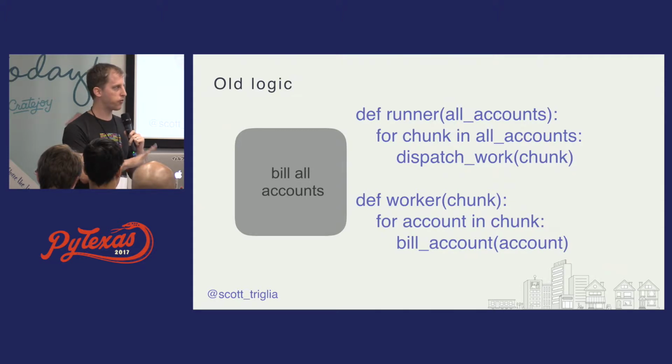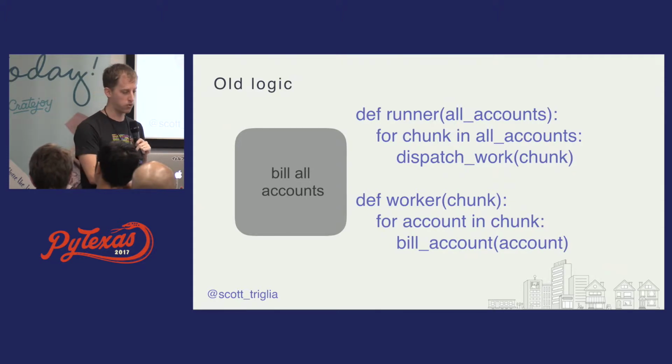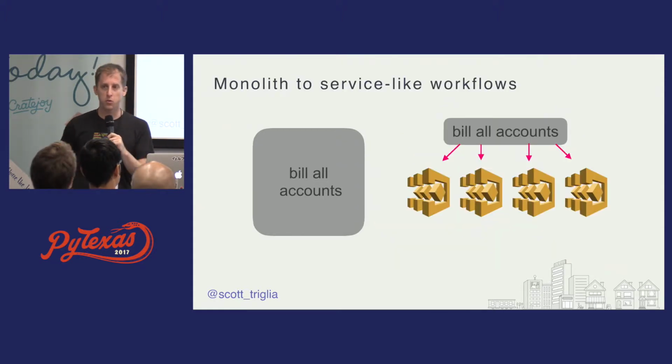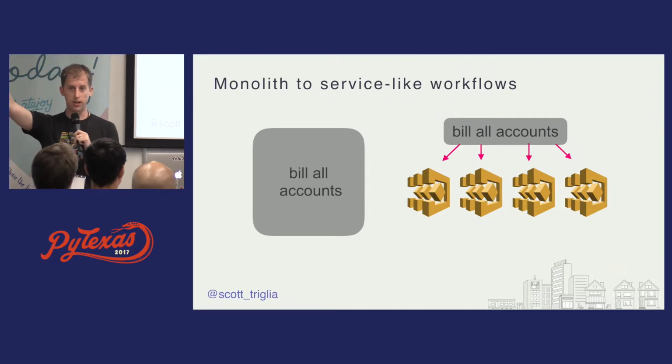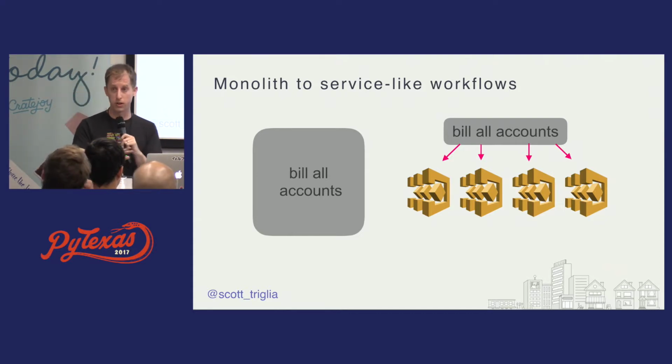And we needed to start from here and turn this into a workflow of some sort. So what we did was we took that high-level goal, bill all the accounts, and instead of breaking it into chunks, we said we're just going to have each individual account's job, billing one account in detail, be farmed out to a Step Functions workflow. So we're going to essentially make bill one account our workflow and do a bunch of these in parallel.